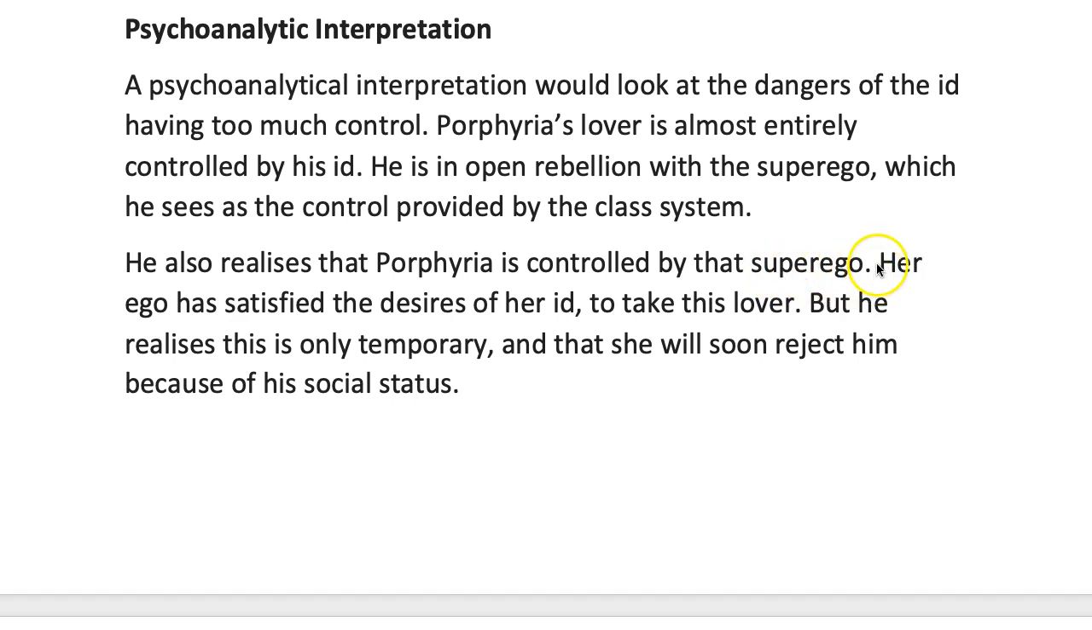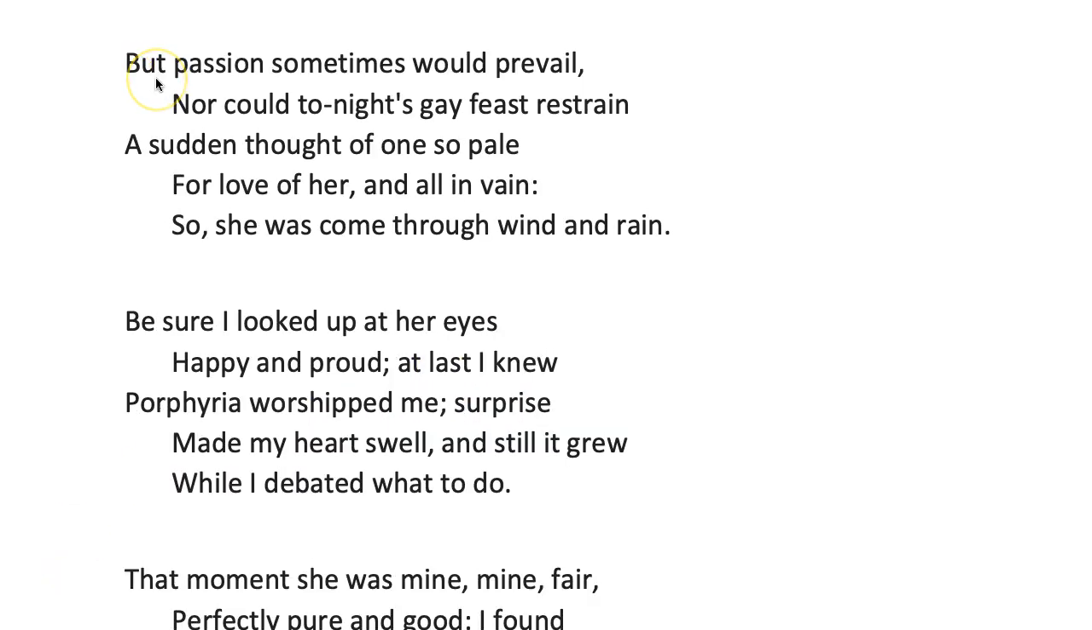She does everything that the class system tells her she has to do, and therefore she keeps her love for him secret. Her ego has satisfied the desires of her id, which are to take this lover. But he realizes this is only temporary and that she will soon reject him because of his social status. And we get that from this line here.